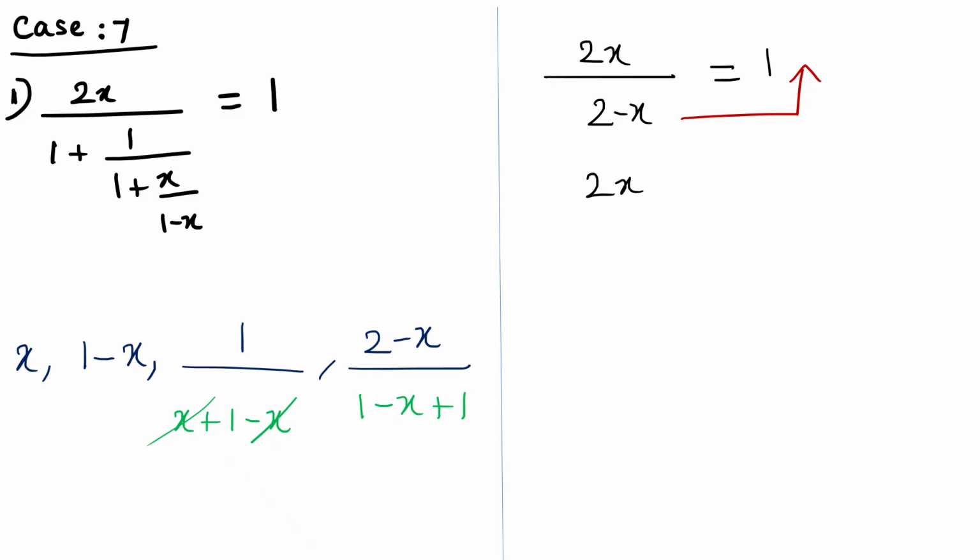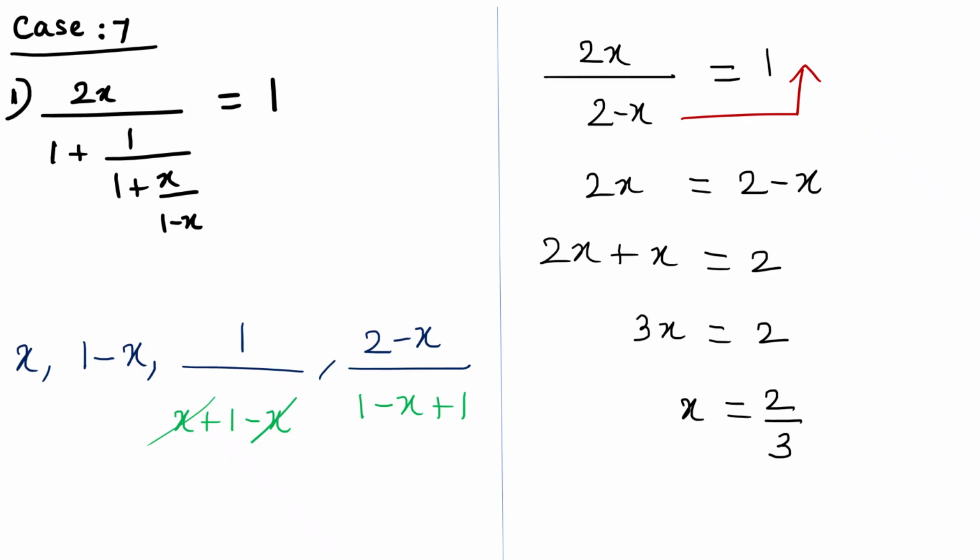So 2x is equal to 2 minus x, with the denominator going to the other side as the numerator. Then collect all the x terms towards one side, and that is equal to 2. I'm going to get 2x plus x is equal to 2. You will be getting 3x is equal to 2, x is equal to 2 by 3. So now my value for x is 2 by 3.